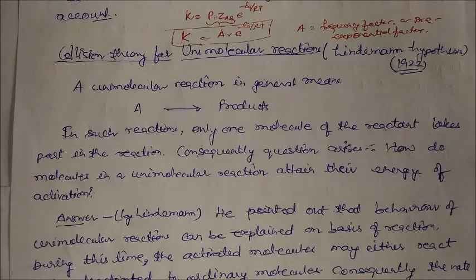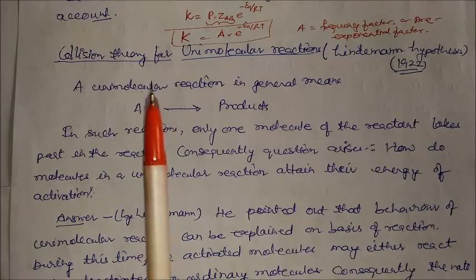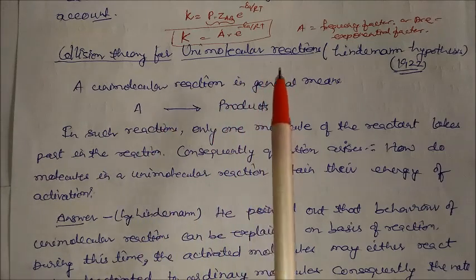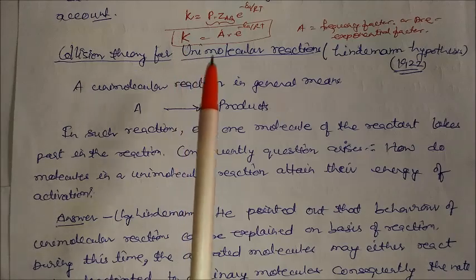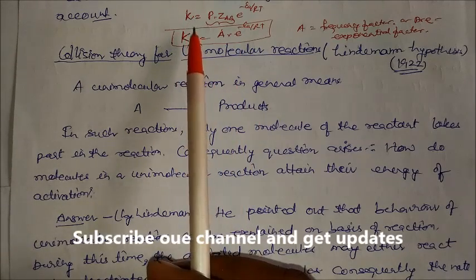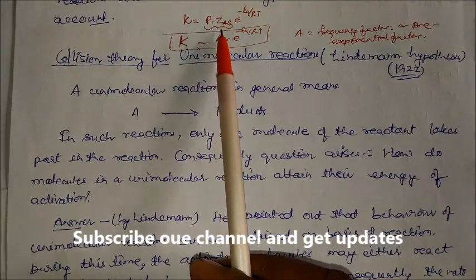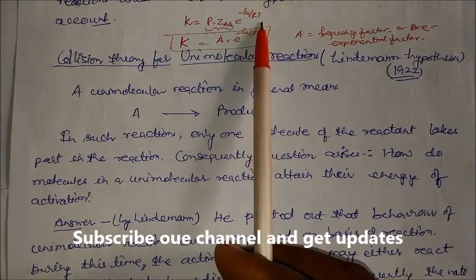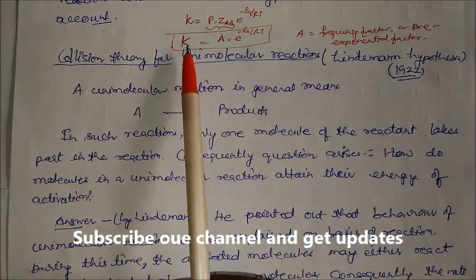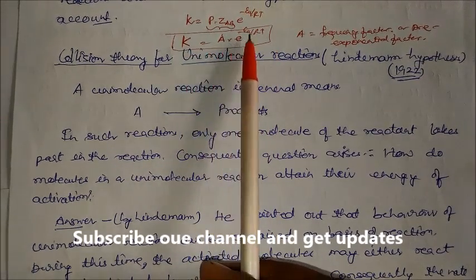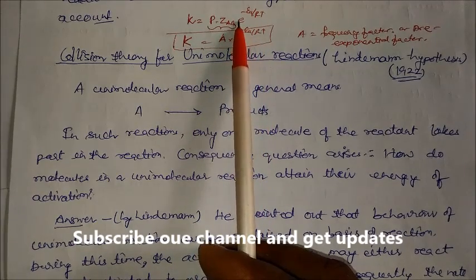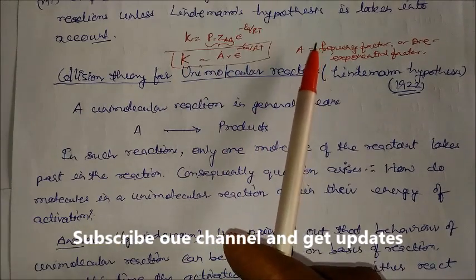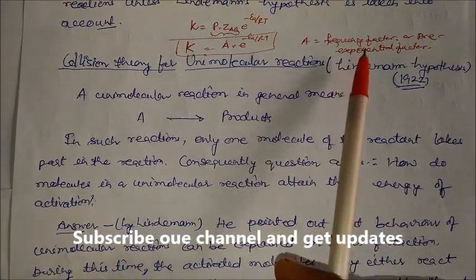Hello friends, so we'll see today the collision theory of unimolecular reaction. In the previous lecture we have seen that through collision theory we have derived the rate constant k is equal to P into ZAB e to the power minus Ea upon RT, and from the Arrhenius equation k is equal to A into e to the power minus Ea upon RT. So this is the Arrhenius equation and this is the equation derived from the collision theory. What is A? A is called the frequency factor or pre-exponential factor.